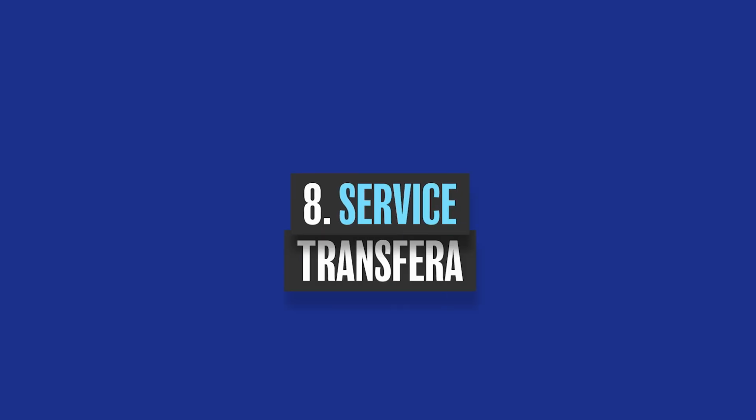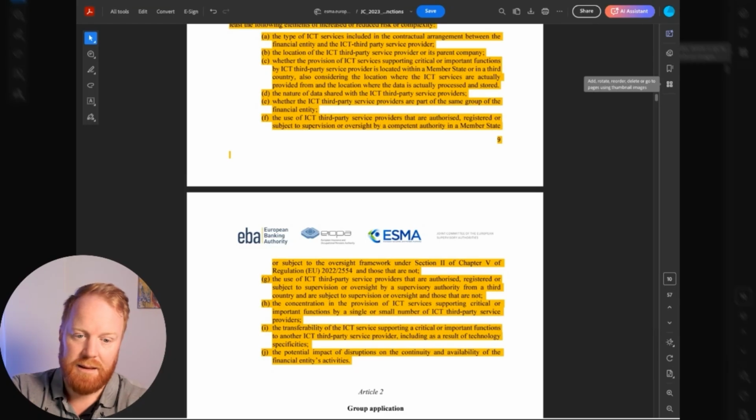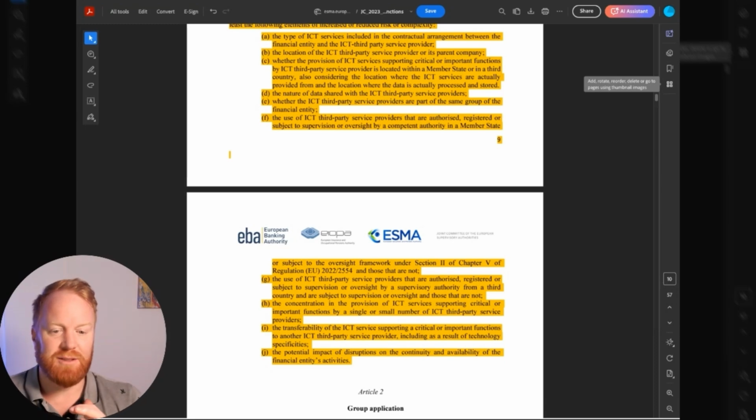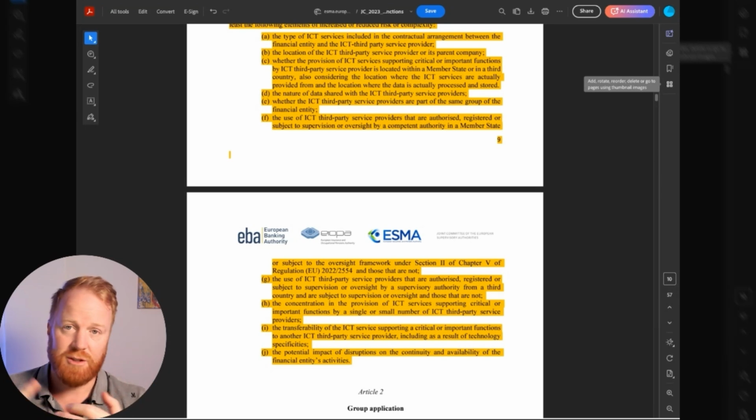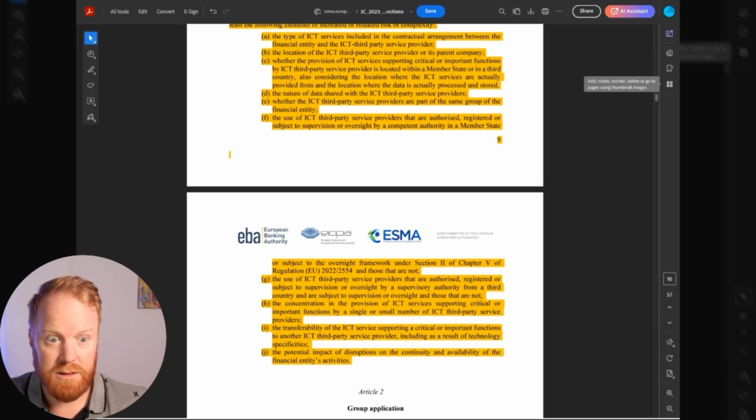Number eight, service transferability. The policy should assess how easily the ICT services supporting critical or important functions can be transferred to another provider. This includes considering any technology-specific factors that might affect transferability. If you have an internet connection provided by one provider, how easy is it to flip to another? And if that risk starts to increase based on service concentration or tying in with that vendor, that risk is then escalated quite quickly. So add that to your profile.